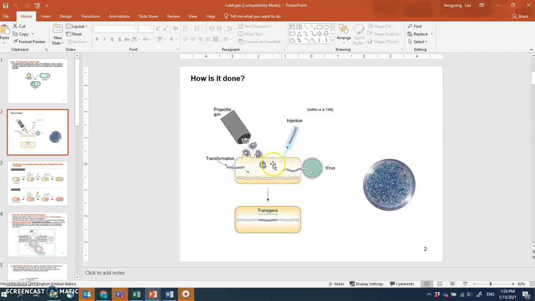Another method is you can treat the cells with some ions. The ions will weaken the cell wall and membrane structure, and then when you heat shock it, DNA can go into the pores that are made through the heat shock treatment. So there are various ways of delivering the foreign DNA element into a host cell.